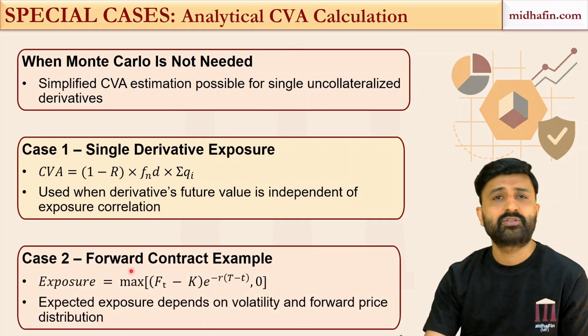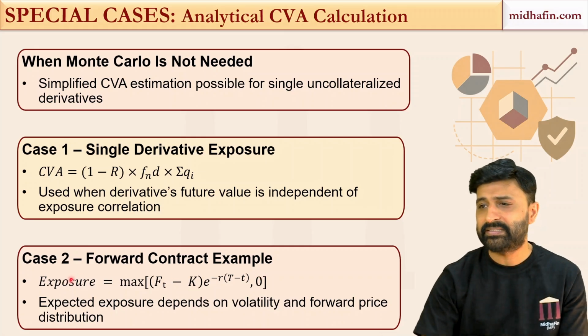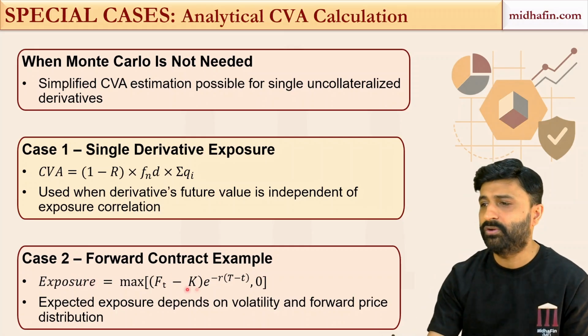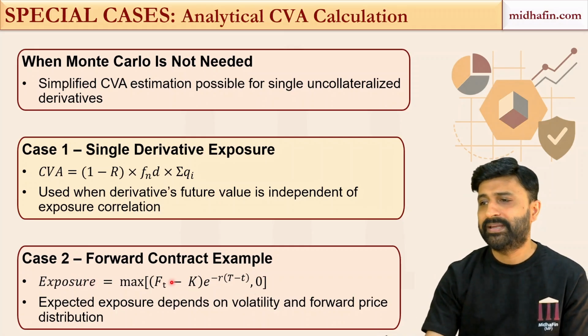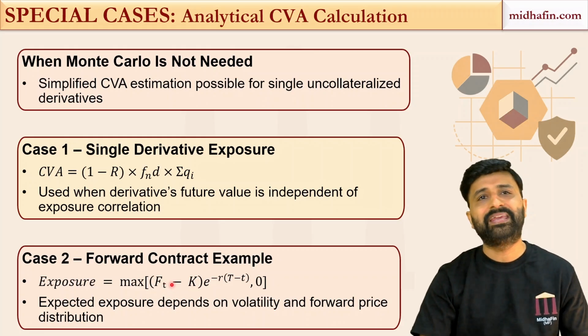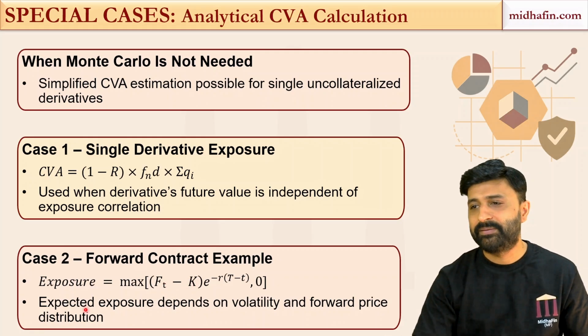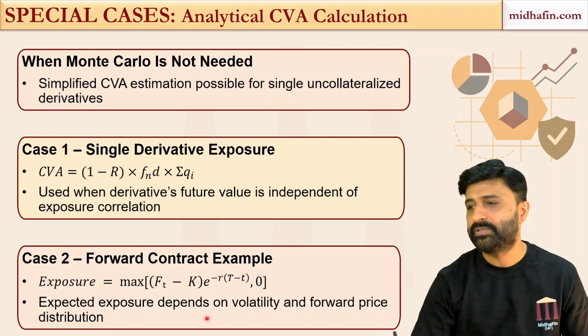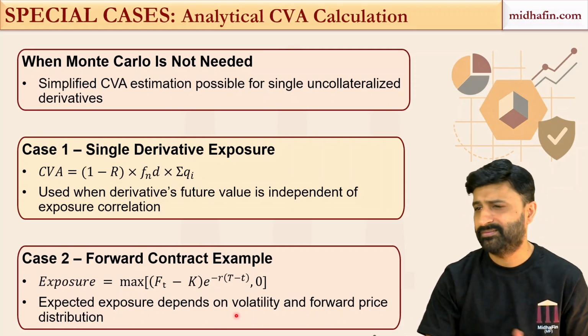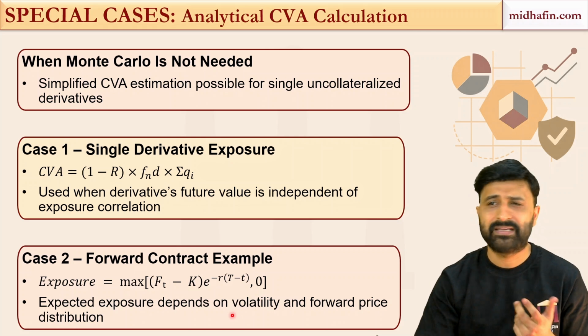Another case is the case of a forward contract. You can clearly see that in this case, the exposure is nothing but max of this term, comma 0. So there is exposure only if Ft is greater than K. You can estimate this expected exposure using the volatility and the risk-free rate, all directly from basic pricing models.